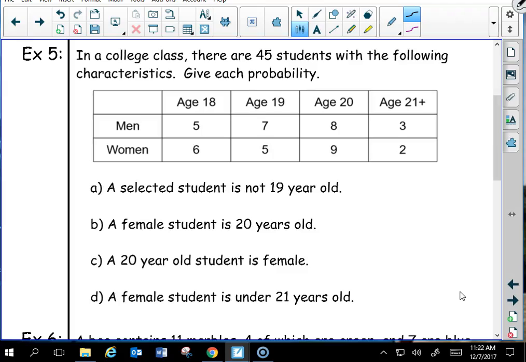What's the probability that a selected student is not 19 years old? Well, they already told us that there's a total of 45 students in the whole sample. So there's our denominator. And the number of students that are not 19 years old, well, let's just add up the number that are 19. That's 12. And 45 minus 12 gives us 33. And it looks like that can be reduced.